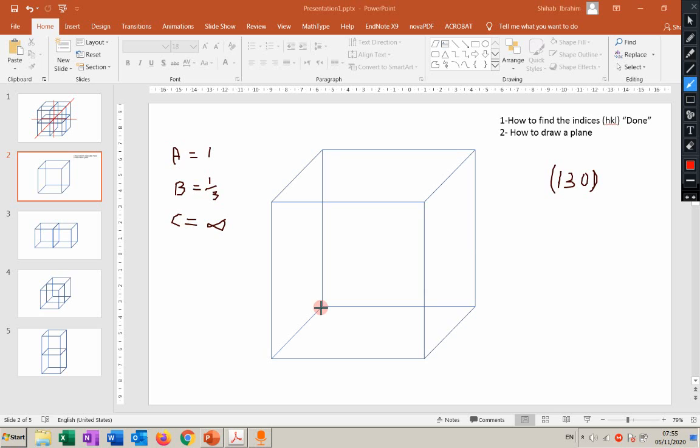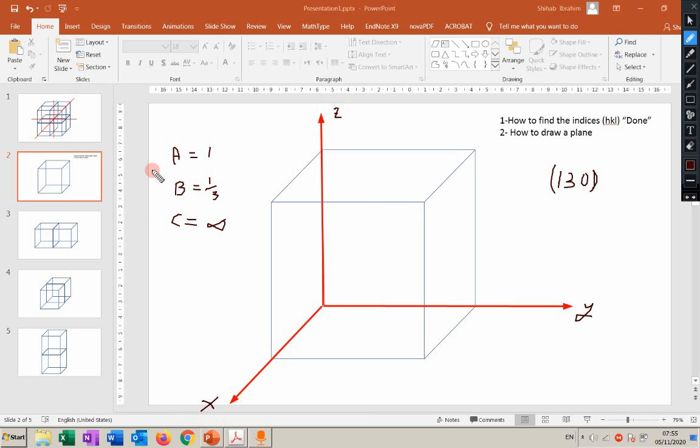Since I don't have any negatives, let me just decide this corner to be the origin for x, y, z. Now you realize that it's not hard to draw, but you have to know the steps of what you're doing.